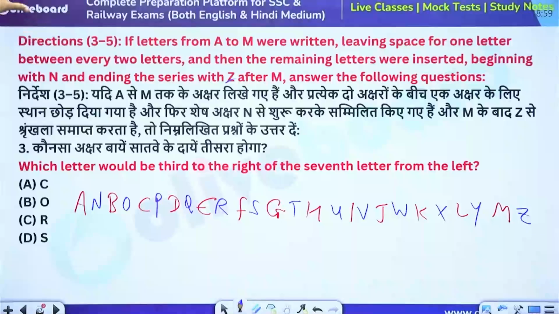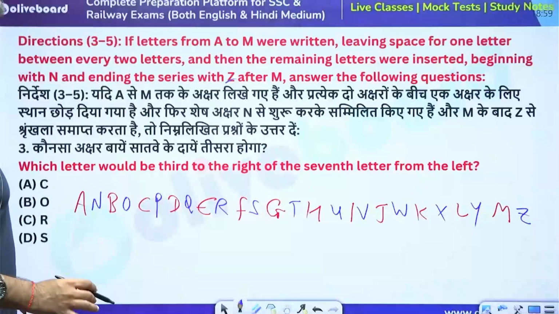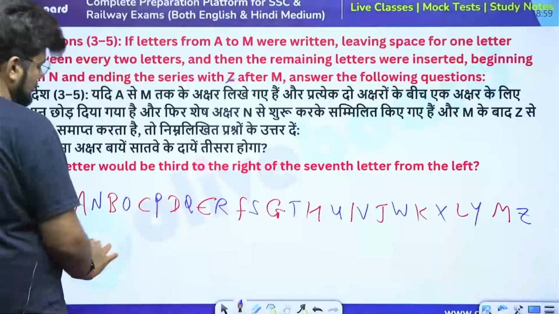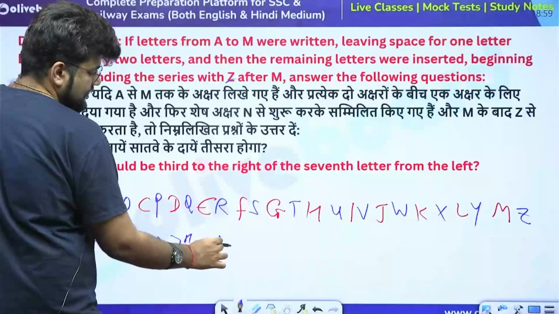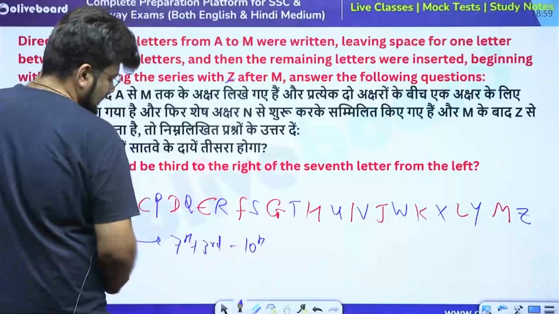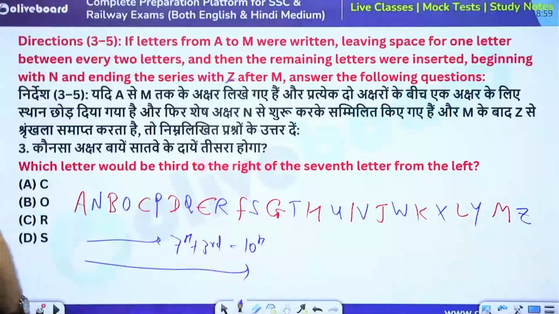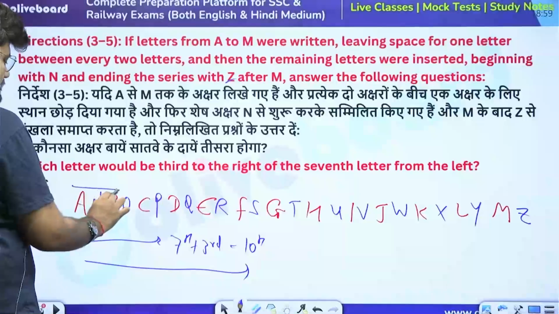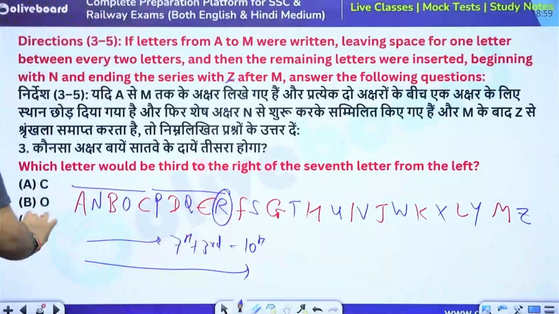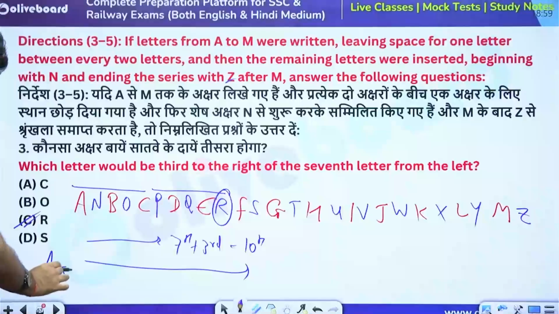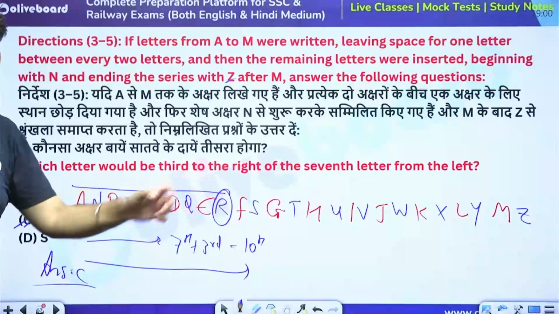In this particular series, which letter would be the third to the right of 7th letter from the left? 7th from the left, third to its right. So we are technically talking about the 10th letter from the left, correct? Simply need to look for the 10th letter from the left. So it's what? R. It's easy, it's not difficult. Just that forming this series is what takes the actual time.